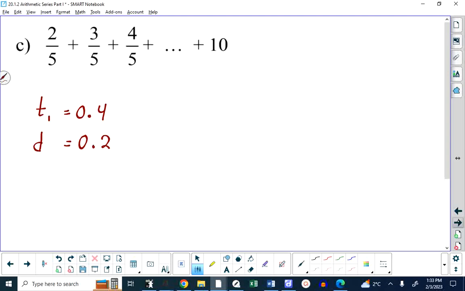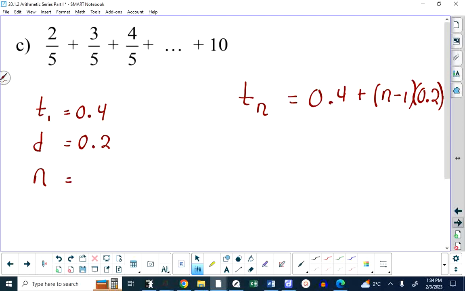What's preventing us from finding the sum is the number of terms, but we can use this, Tn, and look carefully at what I'm doing here. I'm not writing down the formula, I'm using it right away. Tn is the first term plus n minus 1 times the common difference. I want to put this number here to figure out what n is. And again, I'm choosing to put the number in now. And there's a way to find n here without resorting to multiplying that 0.2 in. You take the 10, you subtract the 0.4, then you divide by 0.2, and that will give you n minus 1, and then you can add the 1.